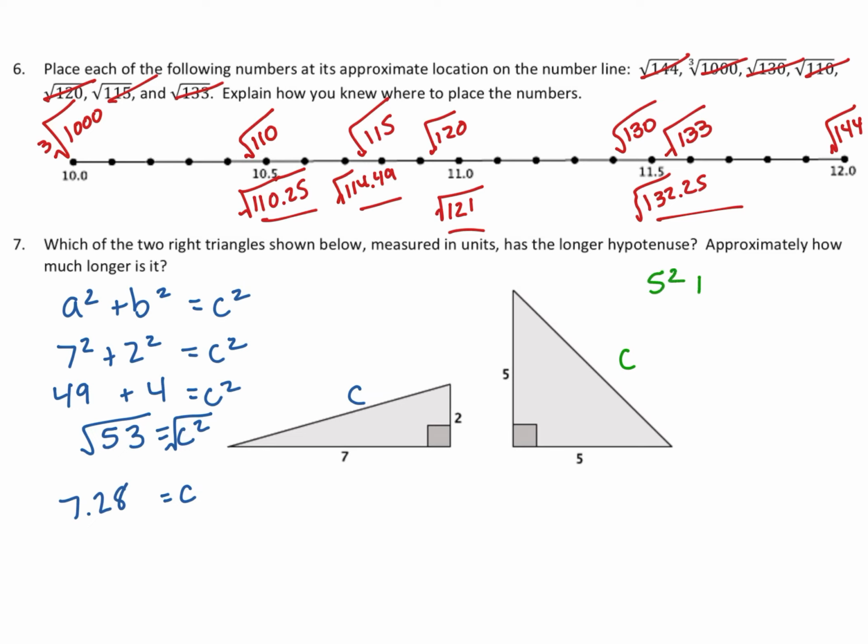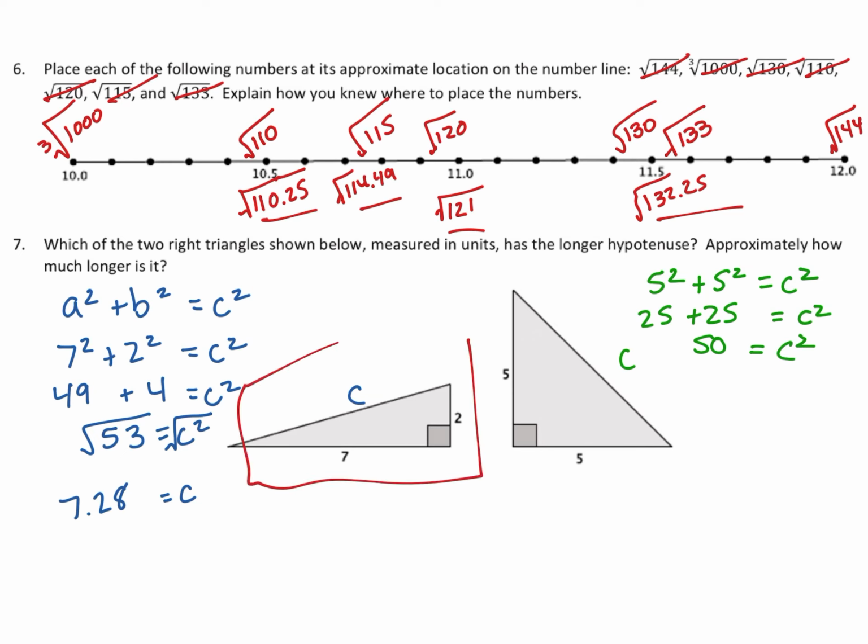Over here, 5 squared plus 5 squared equals c squared. 5 squared is 25. When you add those two together, you get 50. So you may already know that this one is larger. Square root both sides. And c is about 7.07. But then it asks, how much longer is it?